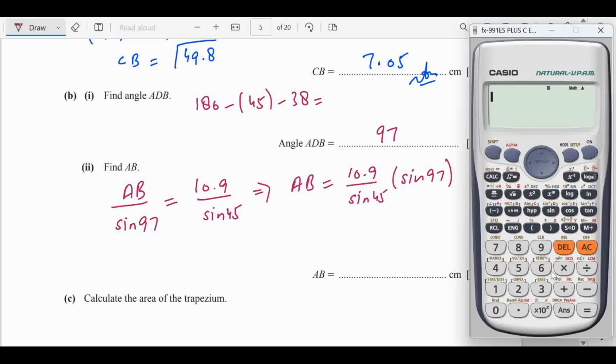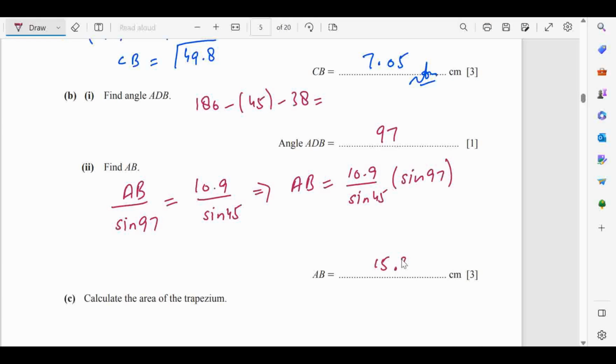So we can say 10.9 divided by sine of 45 multiply by sine of 97. So this will be equals to 15.3. So this will be the final answer. Let's move to the part C.